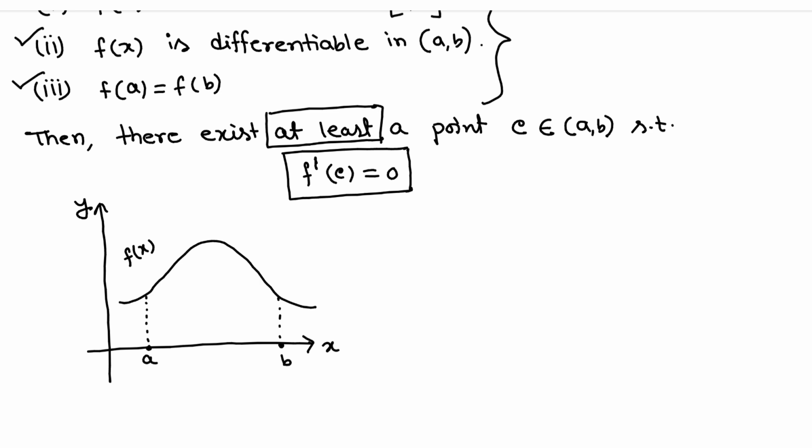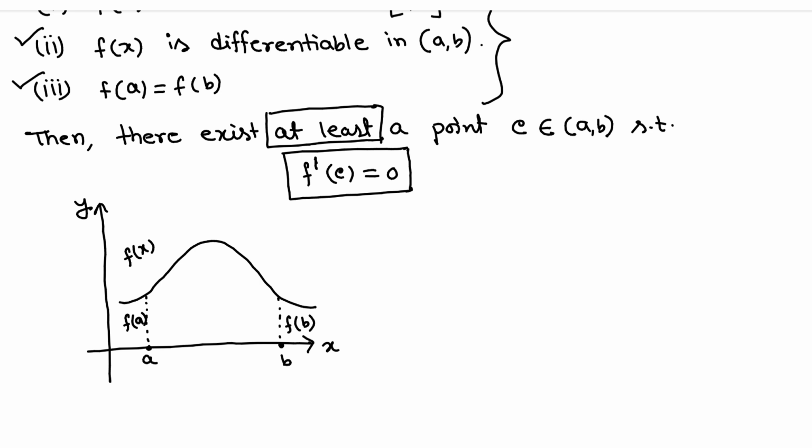Now what is f of a? This straight line is f of a and this straight line is f of b. According to this figure, f of a and f of b are equal. So obviously the three conditions are satisfied. The function is continuous in the closed interval AB, differentiable in the open interval AB, and the functional values at the endpoints are equal. Now it says that there exists at least a point c belongs to open interval AB such that f dash c equals 0.